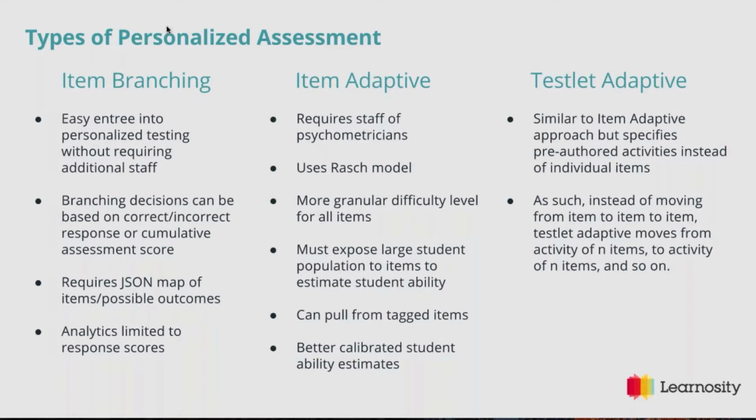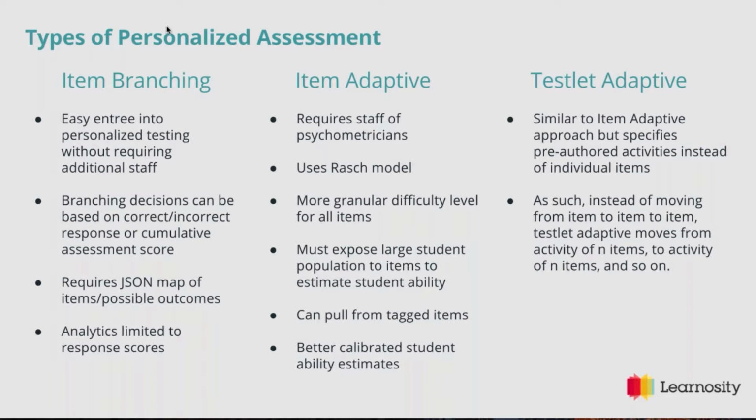The Rasch model, True Item Adaptive, does in fact give you more granular difficulty levels. You can set the levels and you can set how they're determined. You can configure quite a bit of the algorithm. Based on how the adaptive model works, you must expose the items to a large student population. You need to be able to estimate student ability. You can refine the ability and the difficulty settings through that seeding, or that number of times each item is exposed to a student.